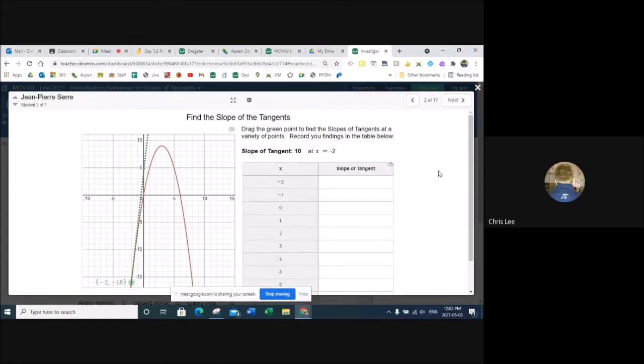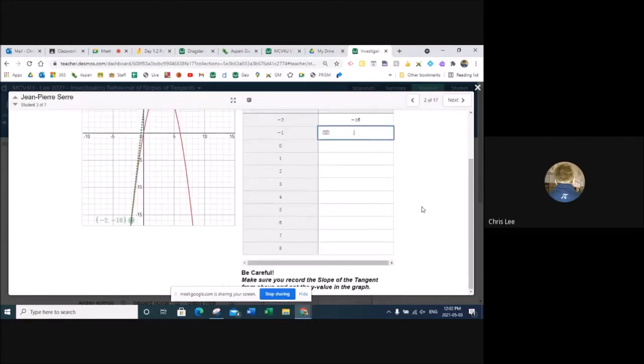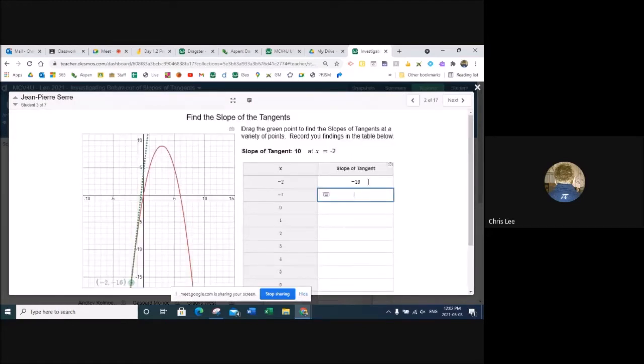And I want you to record what the slope of the tangent is, okay? Not the y value. If we put in the y value, you'll see an error. The error is actually at the bottom, so you might not be able to see it, but you're not putting in the y value. Don't tell me where the curve is. I want to know how steep the curve is. And it says at -2, the slope of the tangent is 10. So the first one is 10.